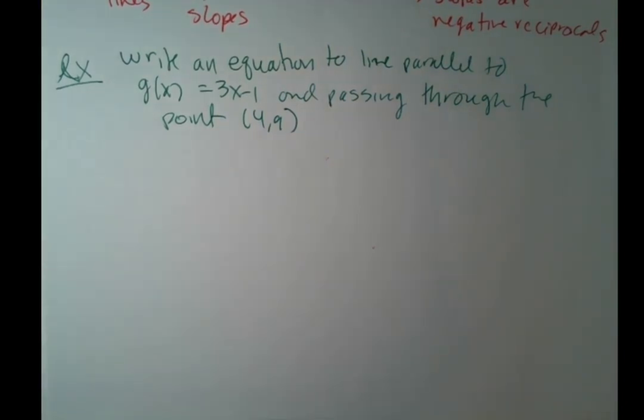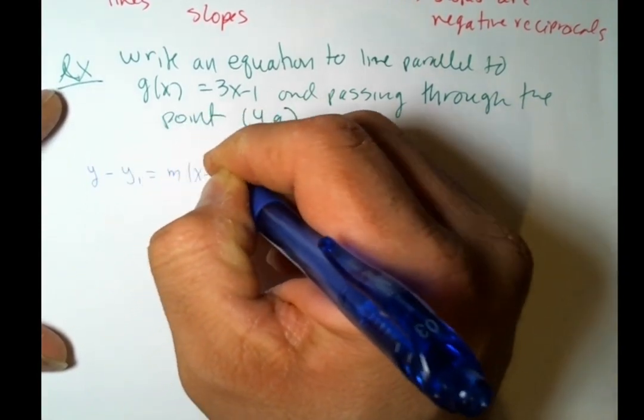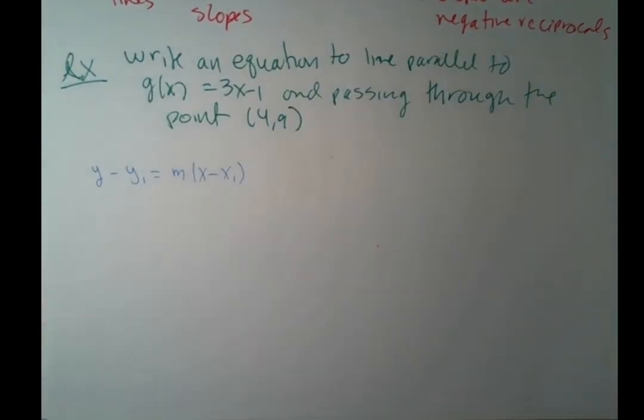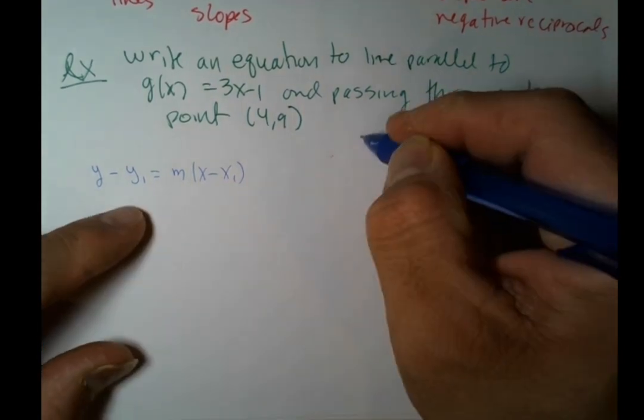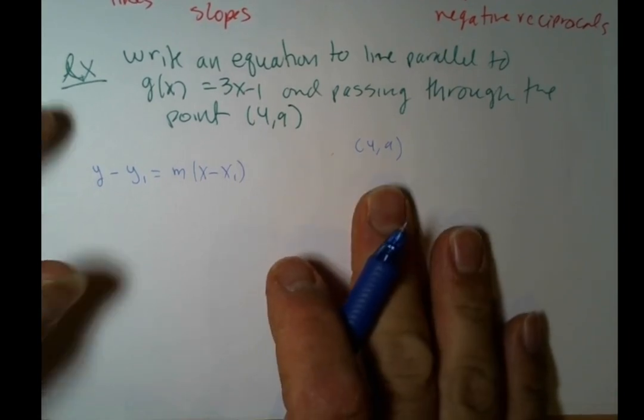Recall, when trying to determine the equation of a line with a slope and a point, we can use the point-slope form. Point-slope form was y minus y1 equals m times x minus x1, where (x1, y1) is a point on the line, and the x and y without the subscripts are the variables, x being the independent and y being the dependent variable. Now I have a point, so that gives part of our problem. Now we need a slope.